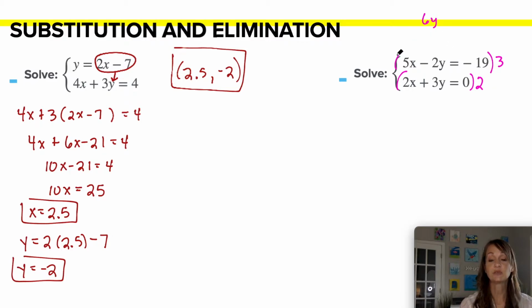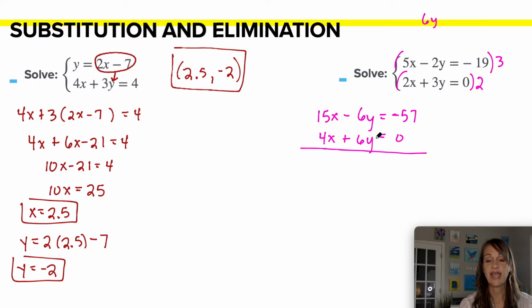So when I do that, I need to multiply everything. 3 times 5x is 15x. 3 times 2y is 6y. And then negative 19 times 3 is negative 57. The bottom, I multiply by 2. I get 4x plus 6y equals 0. Now I can add these two equations together because when I do, a negative 6y and a positive 6y eliminate each other, hence elimination. 15x and 4x give me 19x equals negative 57. Divide both sides by 19 and I get x equals negative 3.